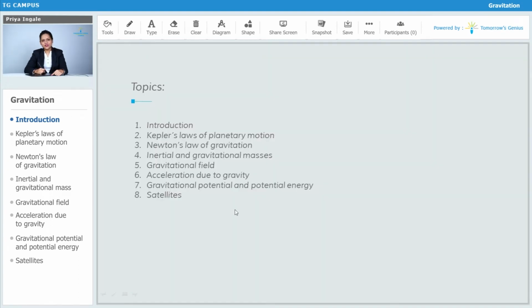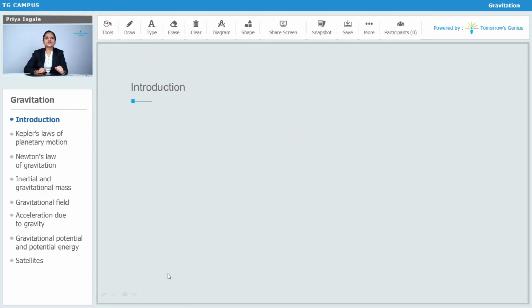These are the contents of the chapter. First of all, we'll see the introduction. Then we'll see Kepler's laws of planetary motion, Newton's law of gravitation, the difference between inertial and gravitational masses, gravitational field, acceleration due to gravity, gravitational potential and potential energy, and at last we are going to see satellites. So let us start with the introduction first.